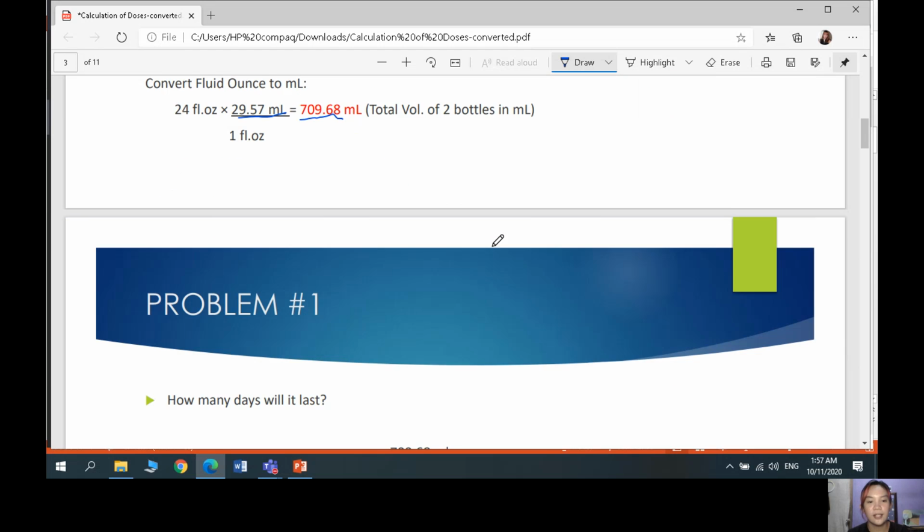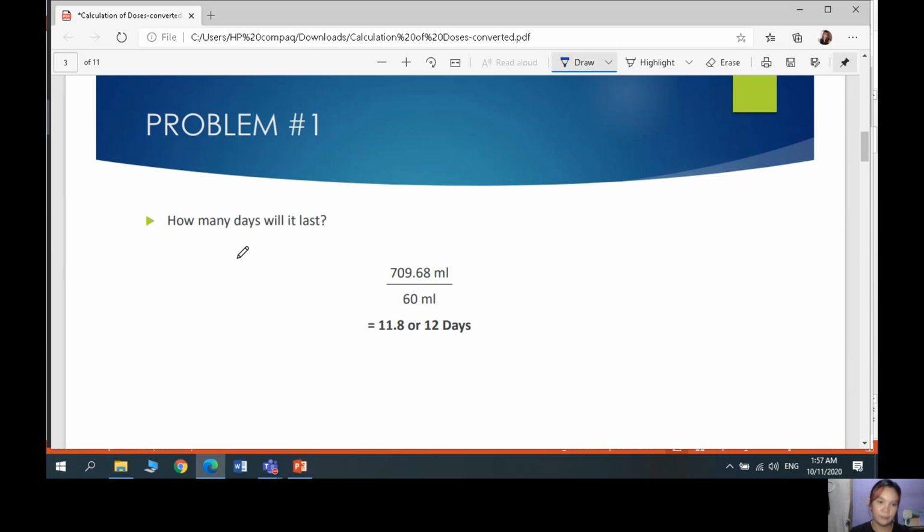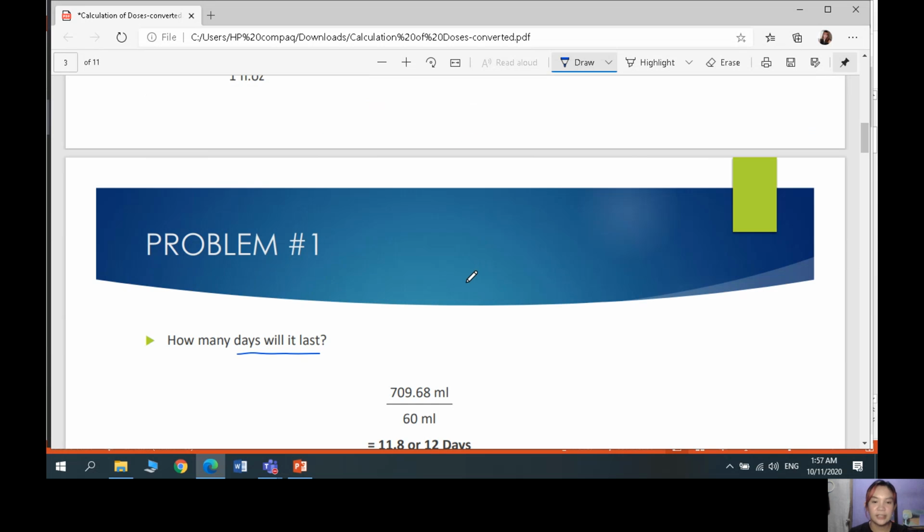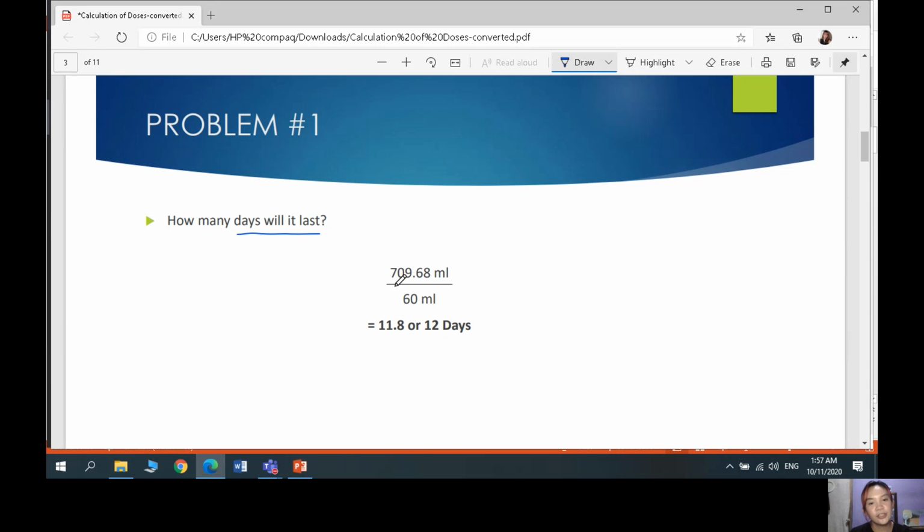Then we move on to the question. How many days will it last? Since the given here is 709.68 and 60 ml, we just need to divide it. So 709.68 ml divided by 60 ml is equal to 11.8. And since we are looking for days, it should be a whole number, or discrete data, and that is 12 days. So the answer here is 12 days.